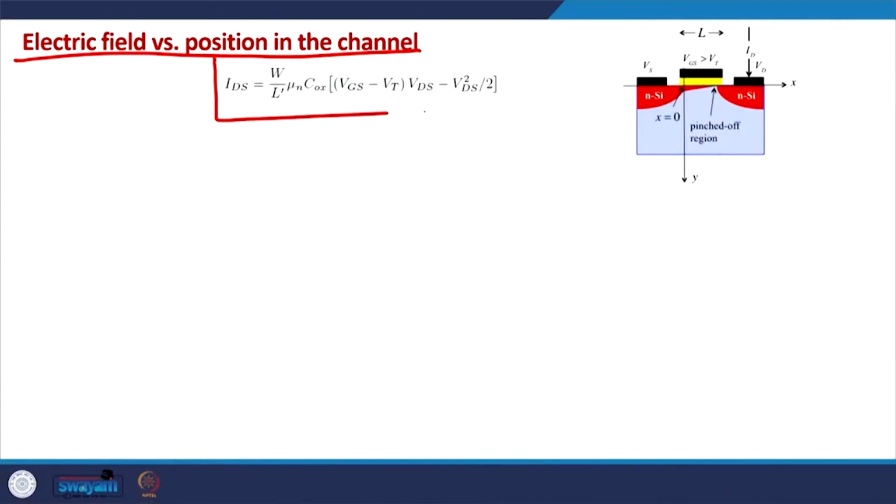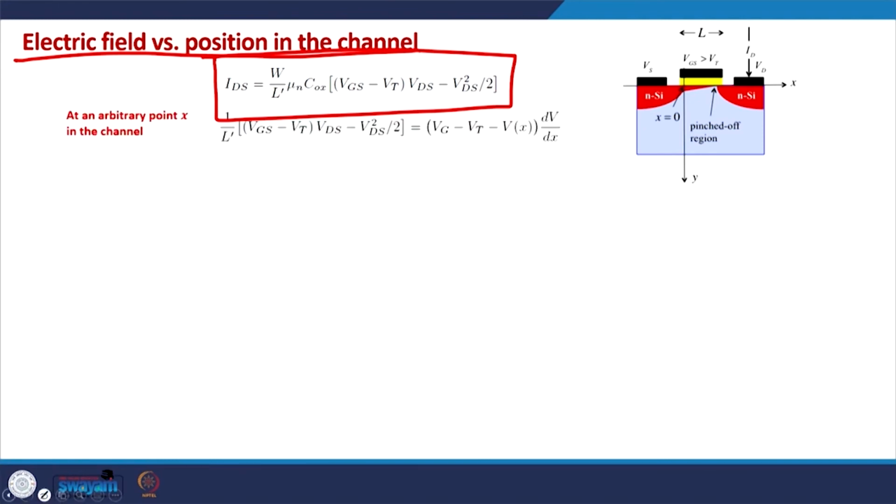And we will take help from the current expression. So, this is the general form of the current expression. IDS is equal to W by L mu n Cox, VGS minus VT VDS minus VDS square by 2, at an arbitrary point in the channel. So, this current is always constant and uniform through the channel in steady state.